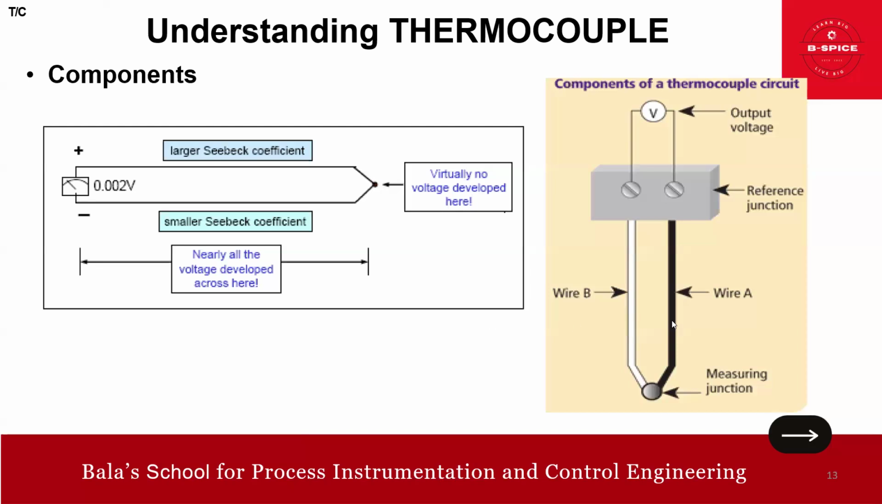Okay. Now look at the components actually. You see the measuring junction. This is your wire A, this is your wire B, and this is how the reference junction is there. Cold junction, this is the hot junction. And output voltage is measured here. Very simple, right? Okay. Good to go.